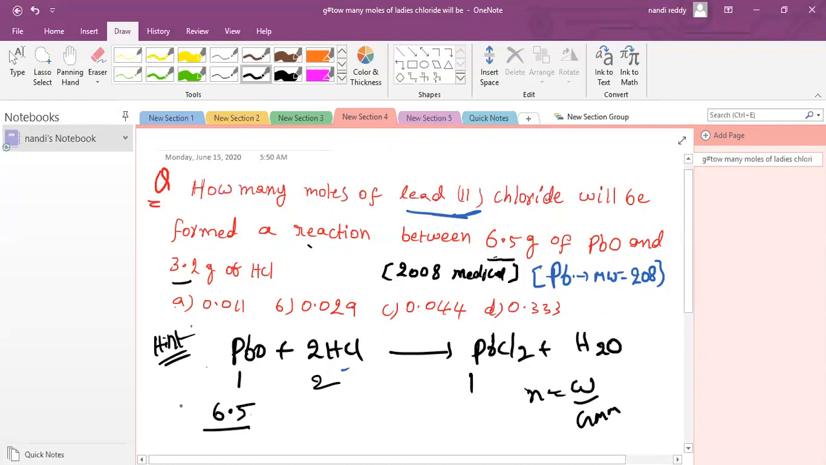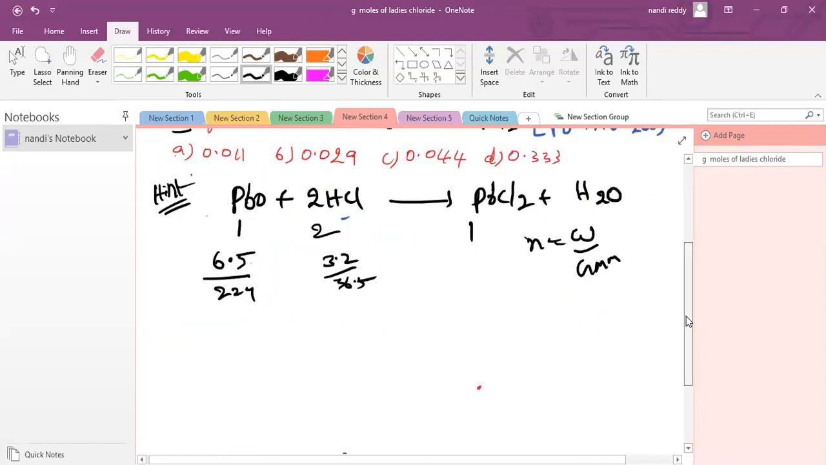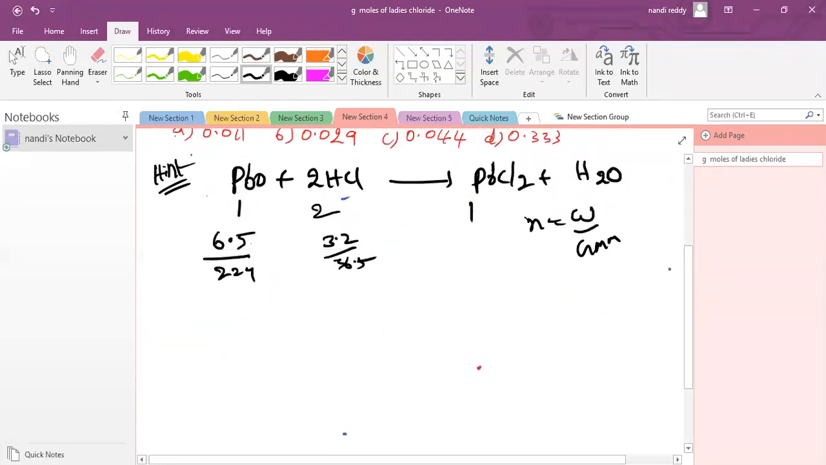Yes, you can do it, sir. You can try, very easy, all these things. 224. Here, what's the weight they have given? 3.2 by 36.5 grams. So can you find here the number of moles? Number of moles of this is 0.029. By solving, you will get 0.087. Is it clear?